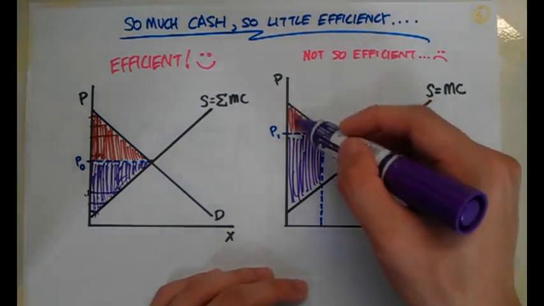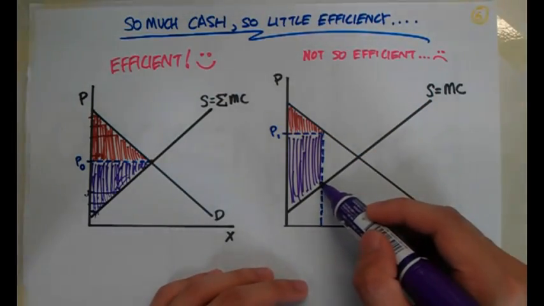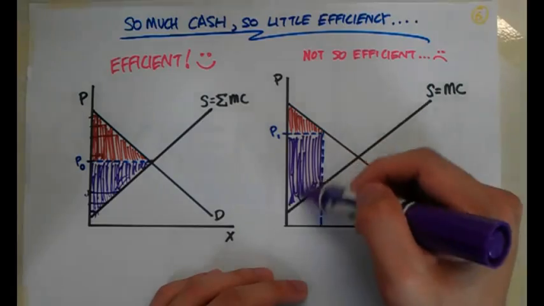Imagine that the MR curve is this way. That's why we are made to produce here. So this is our producer surplus.